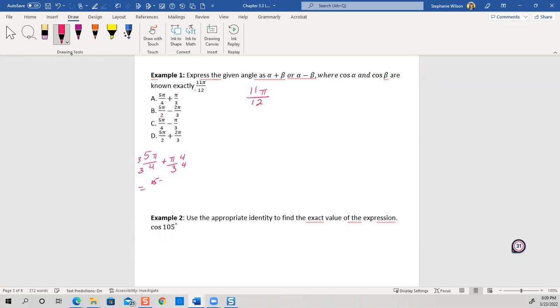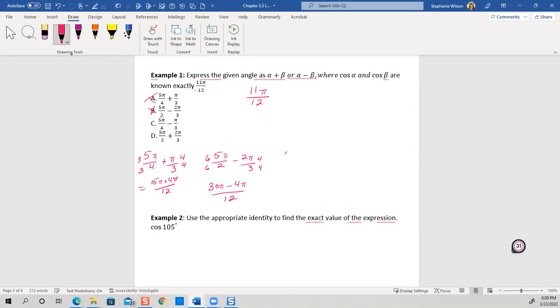So now I've got 15 pi plus 4 pi all over 12. Well, 15 plus 4 does not give me 11. So we're going to say no to A. Let's check the next one. 5 pi over 2 minus 2 pi over 3. We need it to be 12, so I'm going to multiply this one by 6 and this one by 4. So now I've got 30 pi minus 4 pi. Well, we can stop right there because that's not going to give me 11 in the numerator.